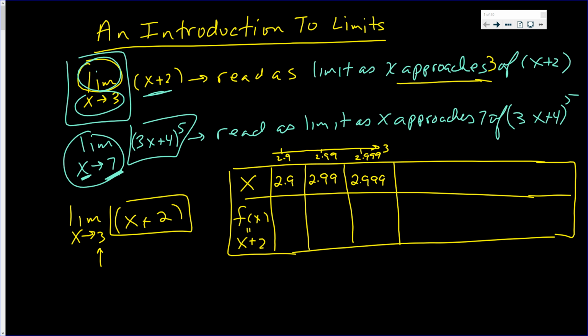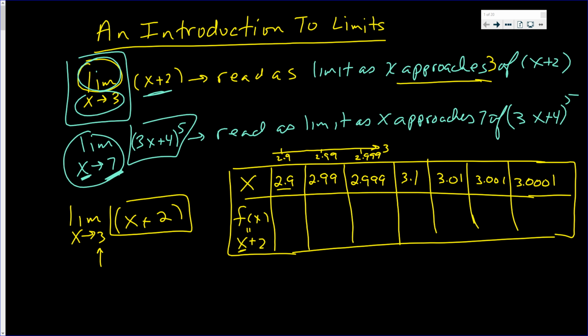How about first 3.1. Oops, I meant to put it there. I'm 3.1. That's not very close to 3. Just like 2.9 wasn't very close to 3. But then I go to 3.01 and then 3.001 and finally 3.0001. Now remember, f of x is x plus 2.